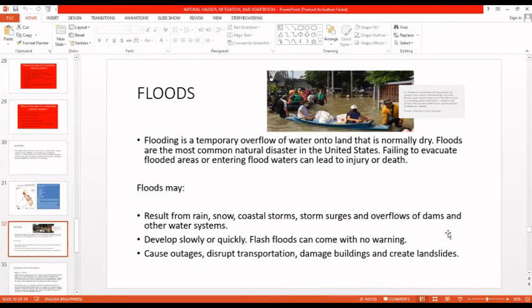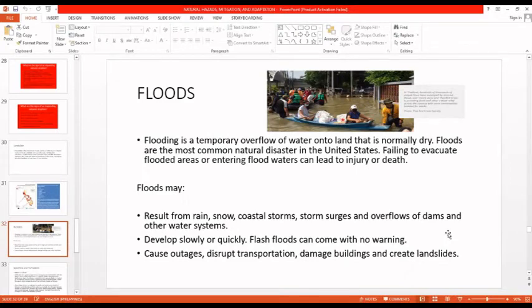So failing to evacuate flooded areas or entering floodwaters can lead to injury or death. Why? Because, especially when the water is contaminated, we can get diseases from floods. So we have the leptospirosis rather, which comes from the waste of rats.